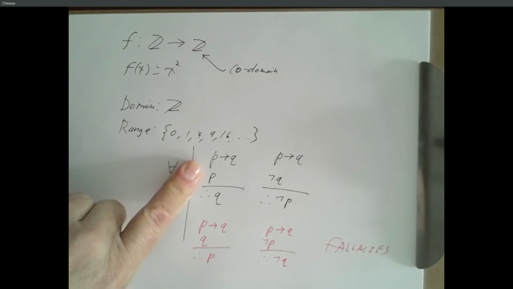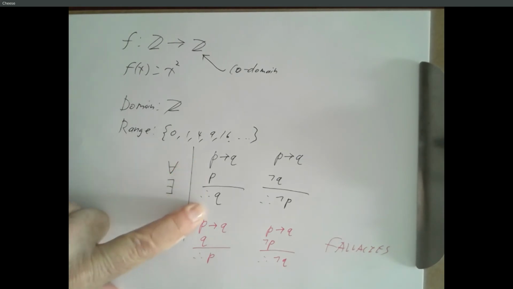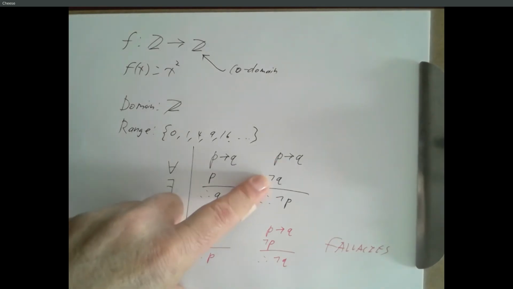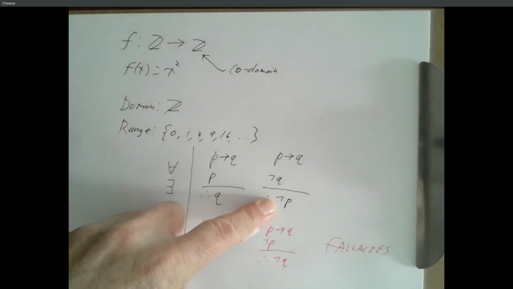Alright, so this is direct reasoning. P implies Q, P, therefore Q. That's perfectly fine, that's direct reasoning. P implies Q, not Q, therefore not P, that's indirect reasoning.